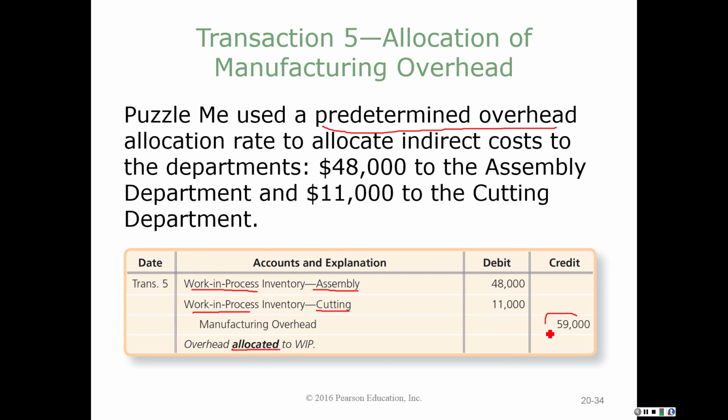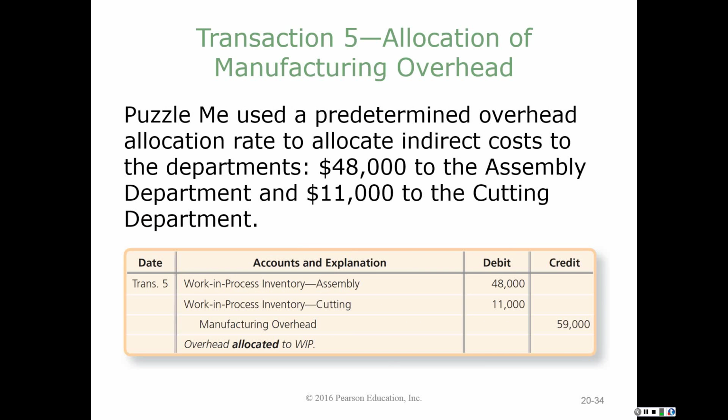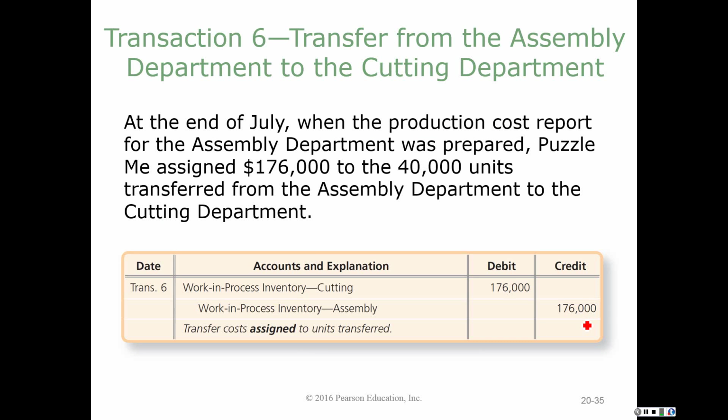So this credit to the manufacturing overhead account is taking $59,000 out. Just to give you a heads up before we get there, what did we spend? We've spent $55,000. If we add this up, we've put $55,000 into our manufacturing overhead account. We moved out $59,000. There is a difference, and we will have to adjust for this at the end of the period. But let's move forward for right now.